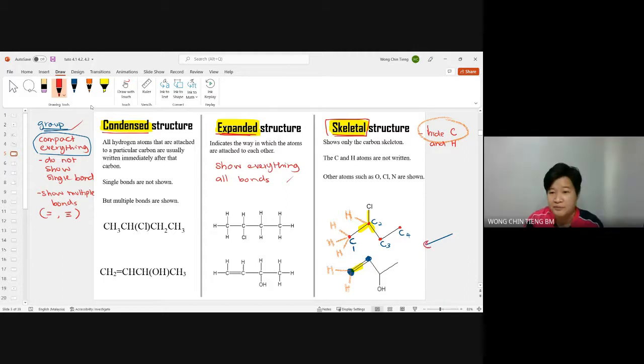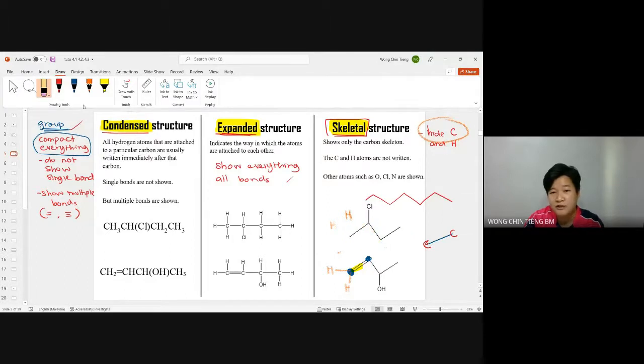Dua. Dia akan represent dua carbon. So, berhati-hati bila kamu kira. Okay? Dan, biasanya kalau kamu perasan, kita akan lukis skeletal like this, you know. The angle is like this. Okay? Kita akan biasa lukis the angle is like this. Kenapa kita akan biasa lukis the angle like this?